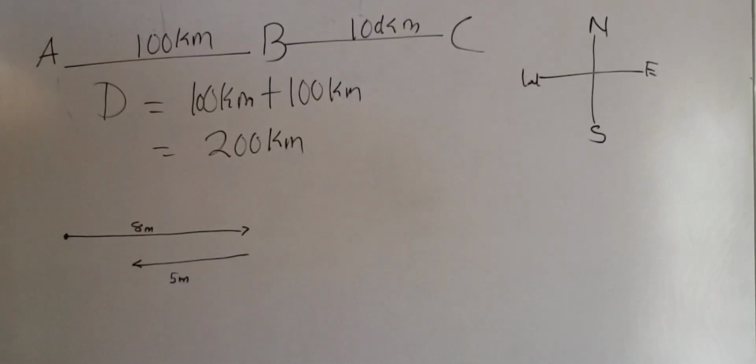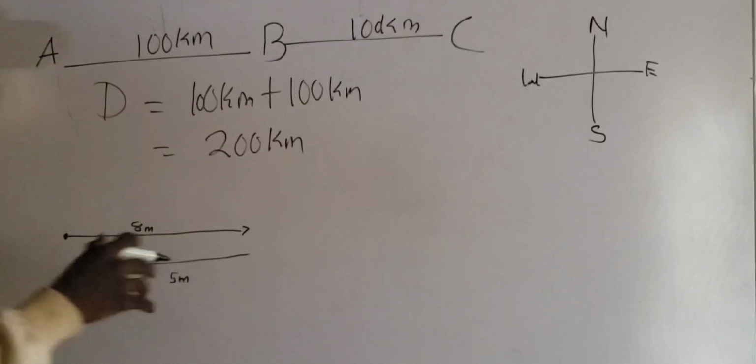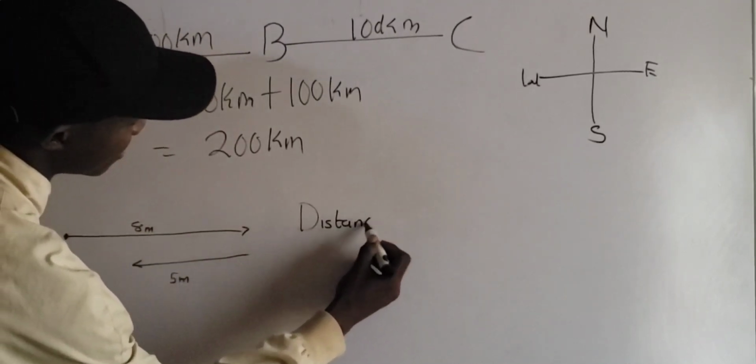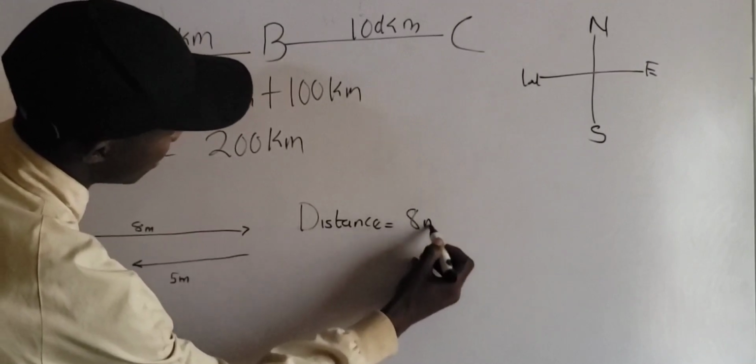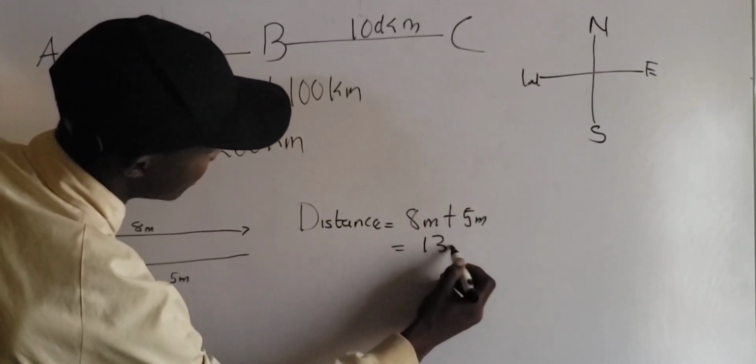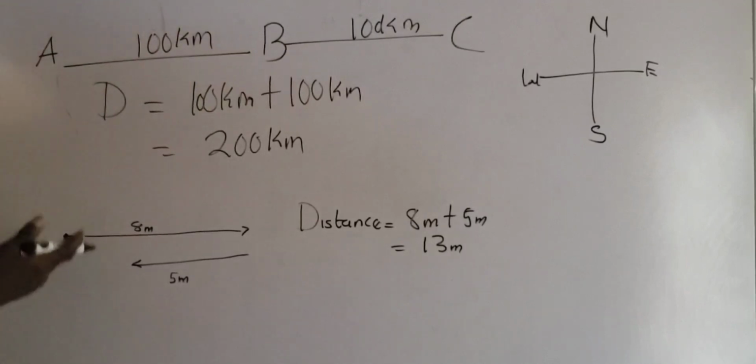Now we are told to calculate the total distance of the boy. The total distance refers to the total length traveled by an object. Are you getting it? So the total length, the distance, is 8 meters plus 5 meters. Do you understand? So this is 13 meters.